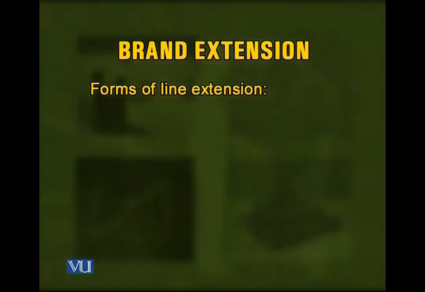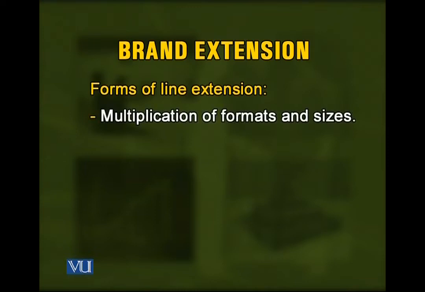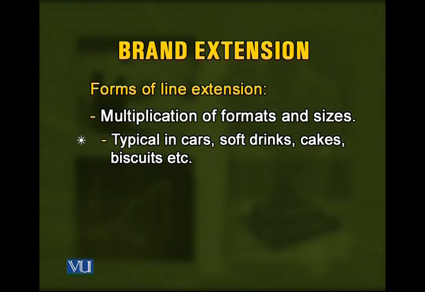Let us take a look at the different forms and shapes of line extensions. I have been giving you examples relating to biscuits and soups and juices and so forth. But let us now talk in a little more structured way about how you really can extend the line. Line extension can take place by multiplying your formats and sizes. And this takes place in the case of cars, drinks, and biscuits also. You have different sizes and different formats in order to address needs in different segments of the market you are operating in, meaning the overall category.